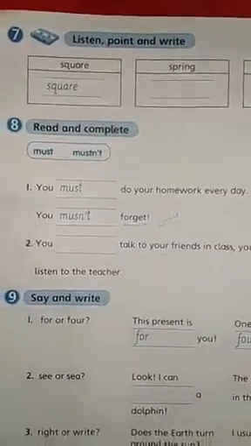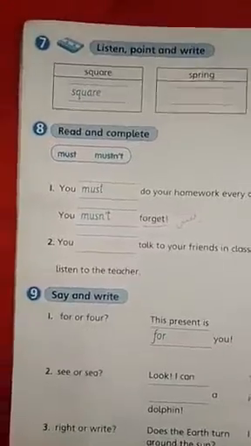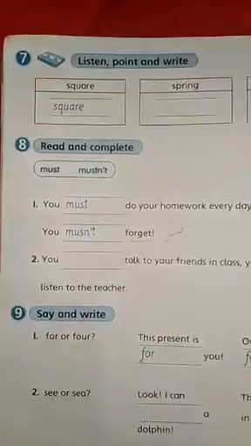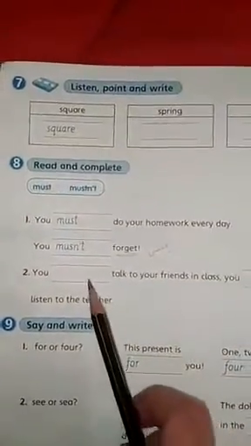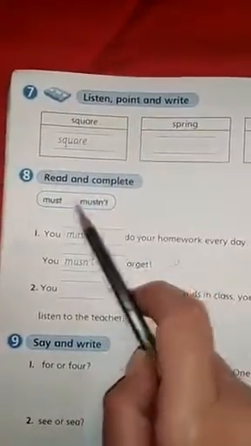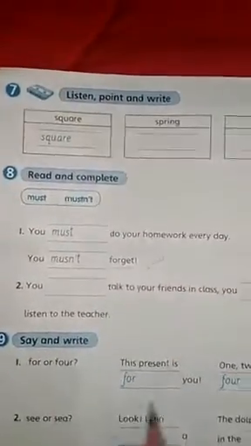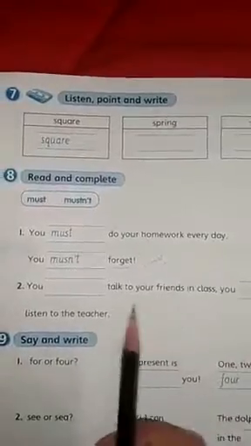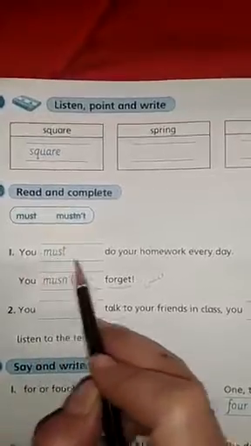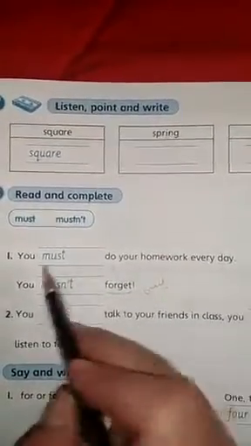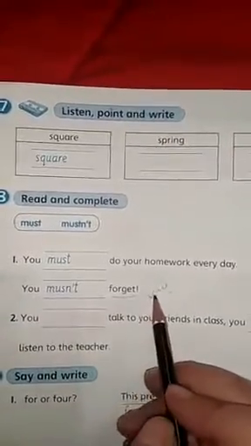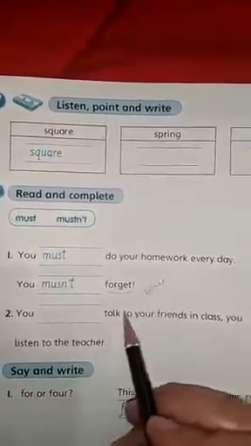Exercise number 8, page 68, activity book. Read and complete. In this exercise, we are going to complete these sentences with must or mustn't, depending on the meaning of the sentence. Let's read number 1. You must do your homework every day. You mustn't forget.